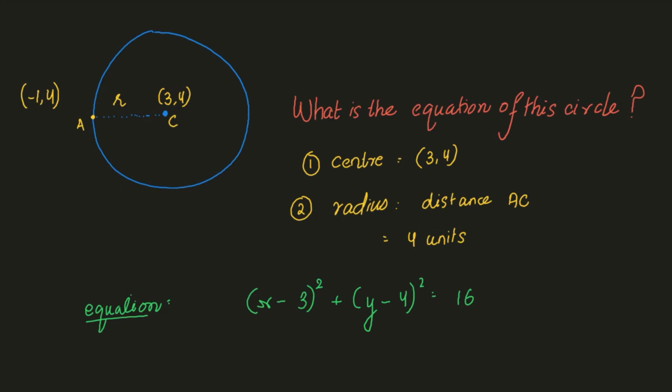Now, for example, you have this circle given to you. For this circle, we have the coordinates of the point C, which are (3, 4), and we have the coordinates of the point A, which are (minus 1, 4). Now, A lies on the circumference of the circle, and that means that the distance AC is the radius. So we know the center, we know the radius. The center is (3, 4), and for the radius it will be the distance AC, and when we calculate that we'll get the distance 4 units.